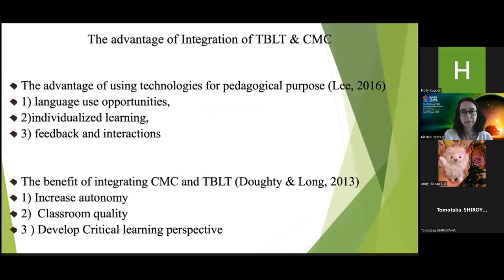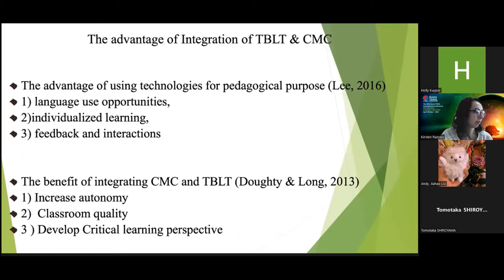Then the advantage of integrating TBLT and CMC serves two purposes. The first is the pedagogical purpose, which has three aspects. The first is language use opportunities, for example language exchange applications, such as e-tandem or tandem applications.